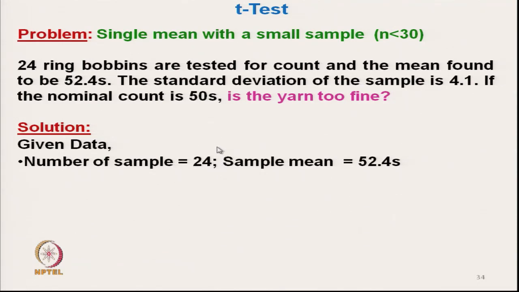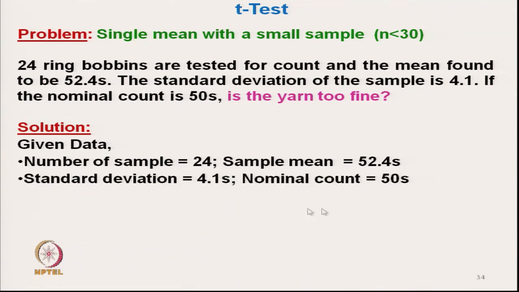Okay. Now, the solution: what are the given data? The number of samples is 24, and the mean of the sample is 52.4. The standard deviation is 4.1, and the nominal count is 50, that is the targeted count that has to be produced, but when we tested the sample, it came to 52.4. Now, how to do it? Here we have to do a T test.